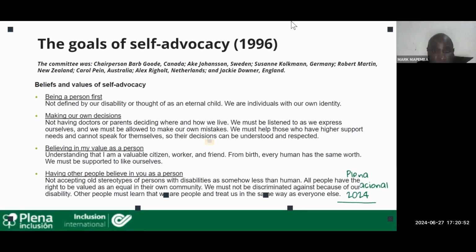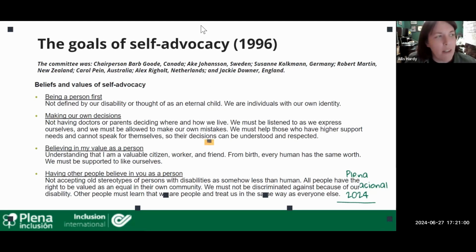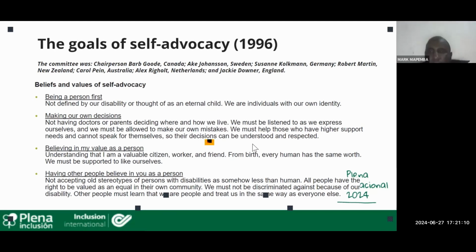Beliefs and values of self-advocacy. We don't need to read all of this out as a reminder. This was just to show that the goals that were written in 1996 are similar to what we're doing now.